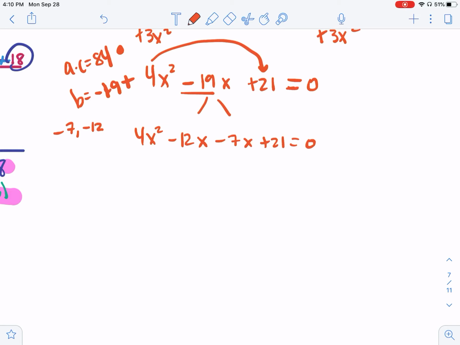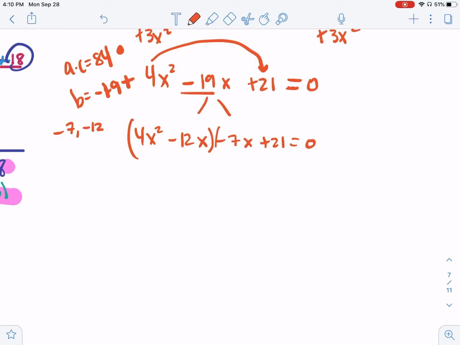So now that I've busted apart this b term, I no longer have negative 19, I have negative 12 and 7. Once again, we chose negative 12 and 7 because they add up to give me negative 19, and they multiply to give me 84, which is what 4 times 21 is. Now I'm ready to factor by grouping.